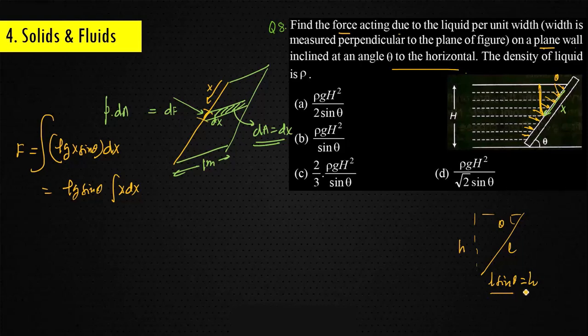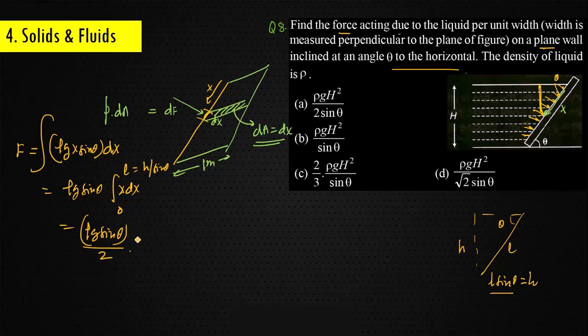What is the L number? So h by sine theta. So the limit is from 0 to L. Now what is L? L is equal to h by sine theta. So that means x square by 2, from 0 to L, rho g sine theta into L square by 2.